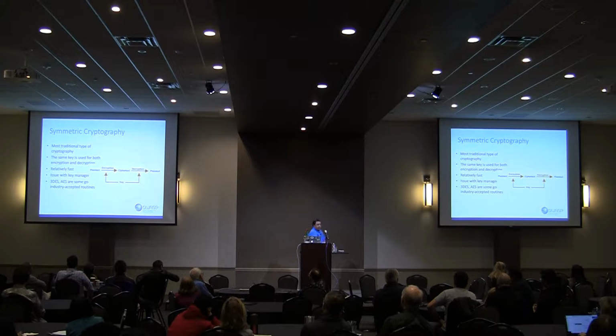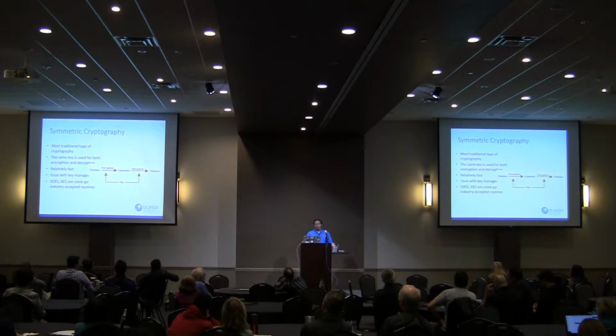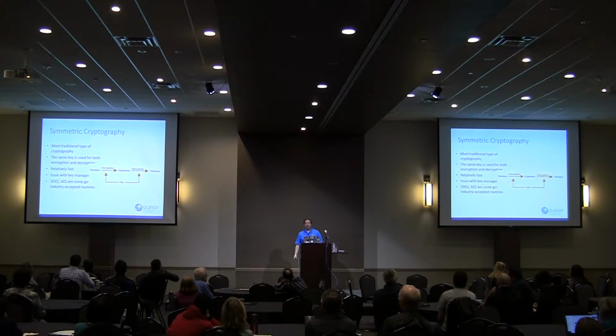Symmetric cryptography is traditional cryptography. You have the same key that's used for both the encryption and the decryption. The cool thing about symmetric cryptography is it's really fast, right? If I'm using the same key for the encrypt and decrypt, I just run that key through the function, and it goes both ways. And so we have triple DES and we have AES. Those are our industry accepted routines. Triple DES is being phased out. So if you're going to do symmetric cryptography, use AES.